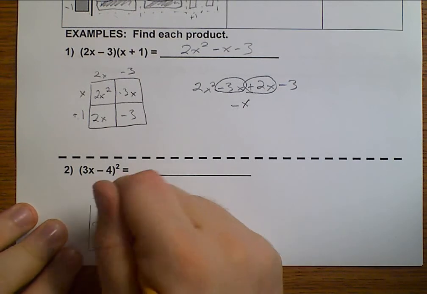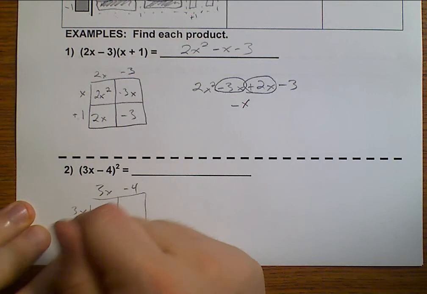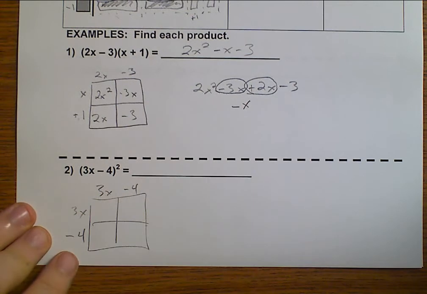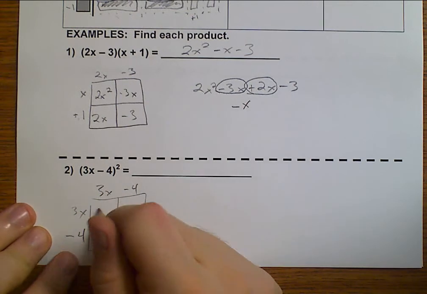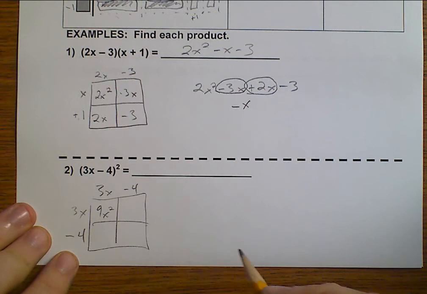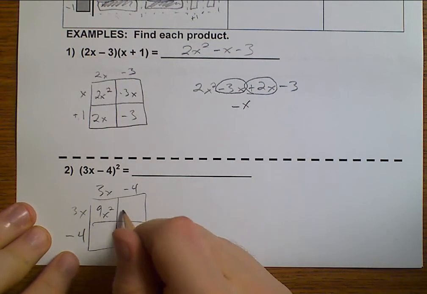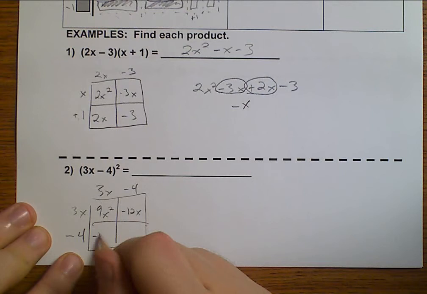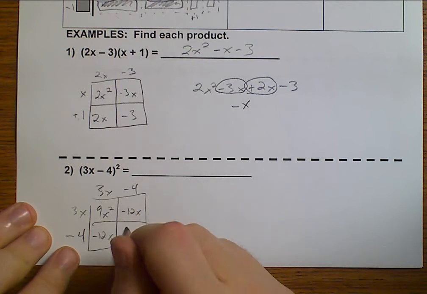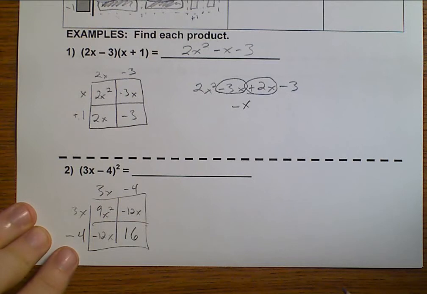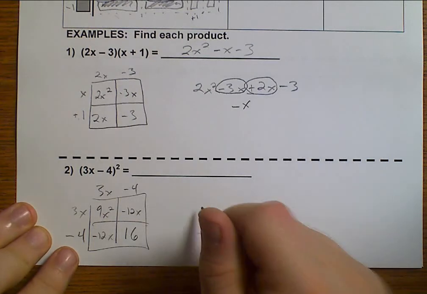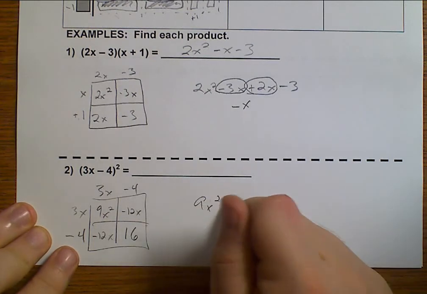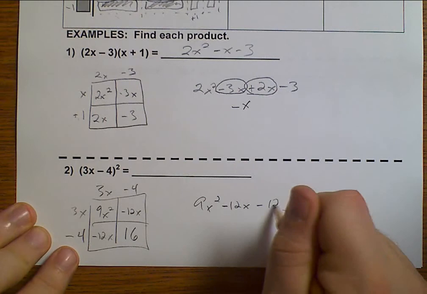3x minus 4. 3x minus 4. Well, 3x times 3x makes 9x squared. 3x times negative 4 making negative 12x. The same thing over here. And negative 4 times negative 4 make a positive 16. We list those out. 9x squared minus 12x minus 12x plus 16.